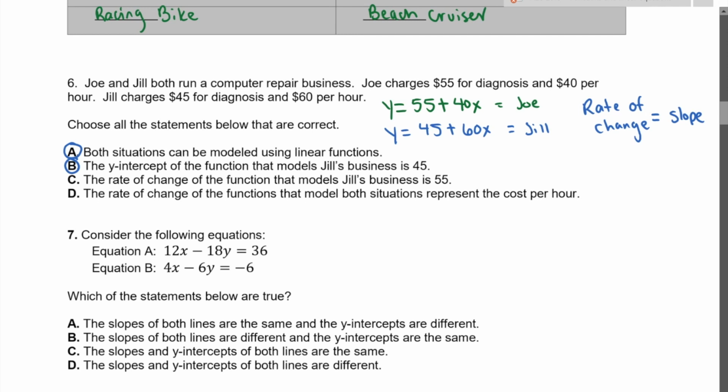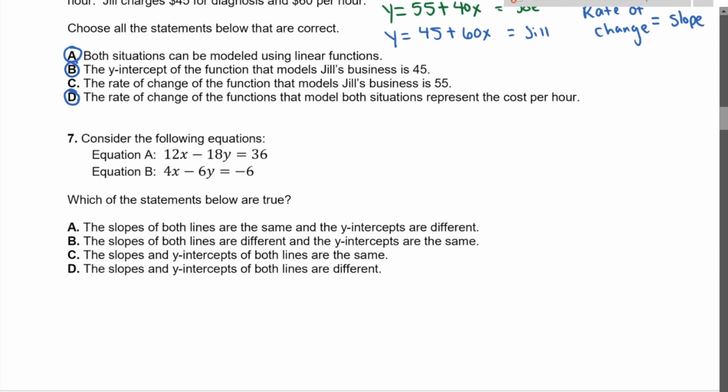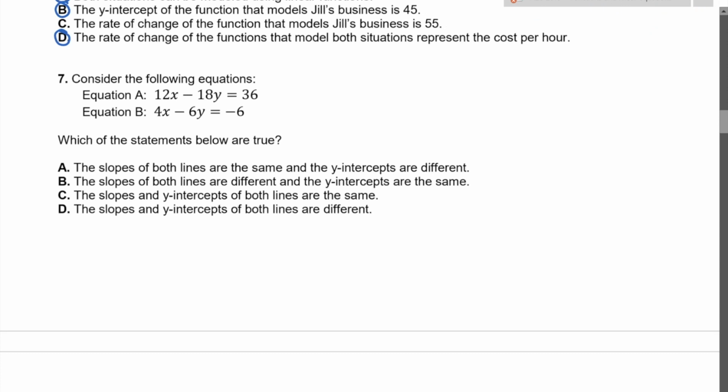So does 40x represent the cost per hour? Yes. What about for Jill? Does 60x represent the cost per hour? Yes. So A, B, and D are all true statements. Okay? Let's move on to 7. Consider the following equations. Equation A is 12x minus 18y equals 36. Equation B is 4x minus 6y equals negative 6.